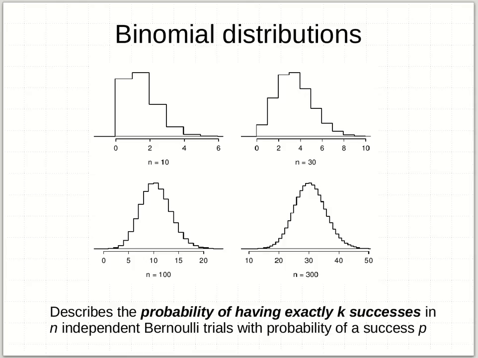Now, one of the interesting things about a binomial distribution is that the more samples you get, eventually it approaches a normal distribution. So if you had only 10, it can be rather skewed. But by the time you get up to 30, it's starting to look more normal-like. By the time you get up to 100 samples, it's pretty good. By the time you get up to 300 samples, it's even better yet.